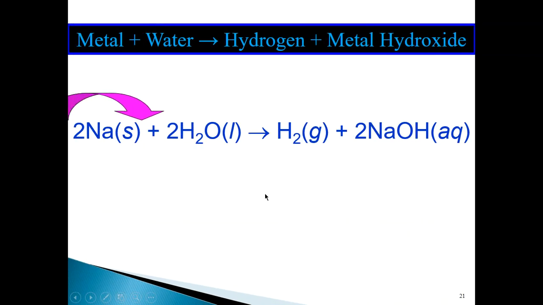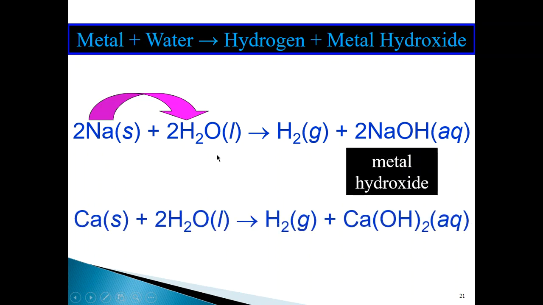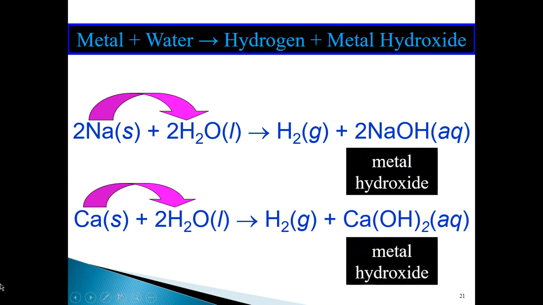Okay, then we have certain reactions where, again, the metal being active will react with water. This typically happens with very reactive metals like sodium and calcium. When they react with water, the sodium displaces one of the hydrogens from the water to form hydrogen gas and sodium hydroxide. The same thing is happening here with the reaction between calcium and water. Again, the calcium is displacing the hydrogen from the water to form hydrogen gas and calcium hydroxide. So in both cases, a metal hydroxide is formed.